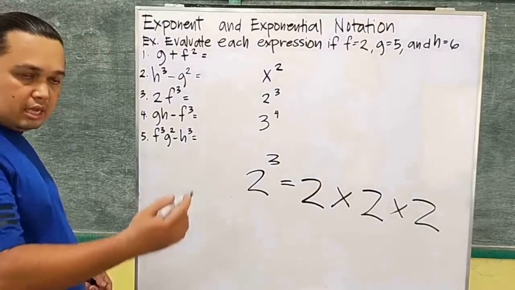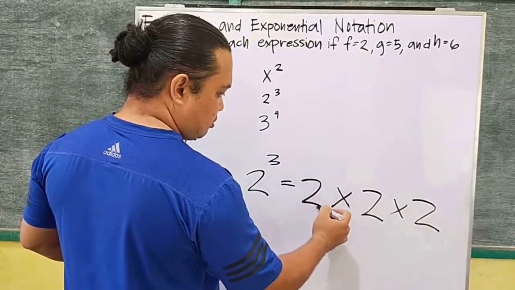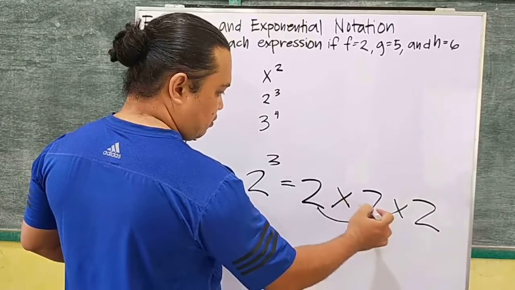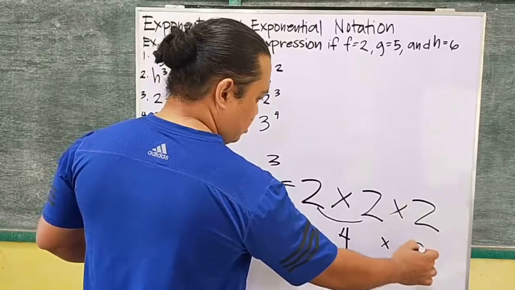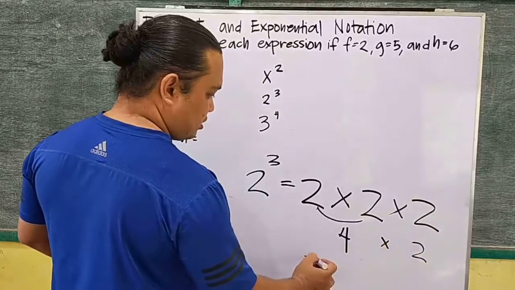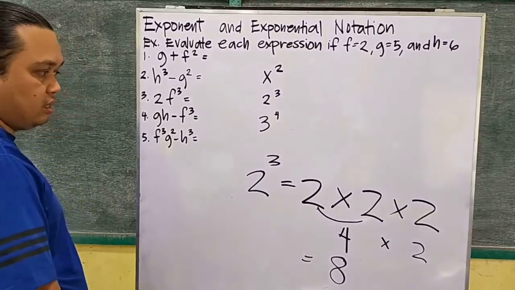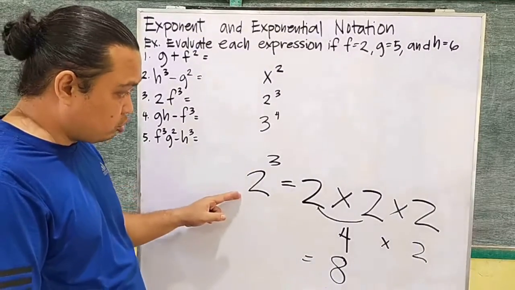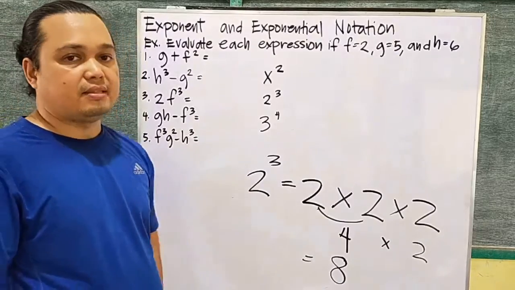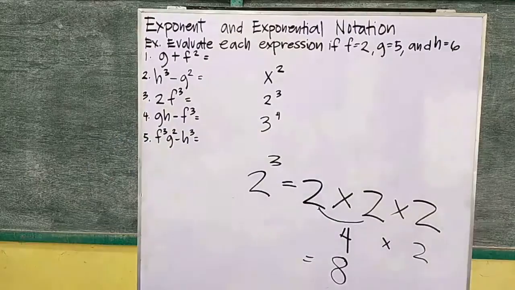So let's do that. 2 times 2 is 4. Times 2 here, 4 times 2 is 8. So 2 cubed, or 2 raised to the power of 3, is 8. Let's do the other example.